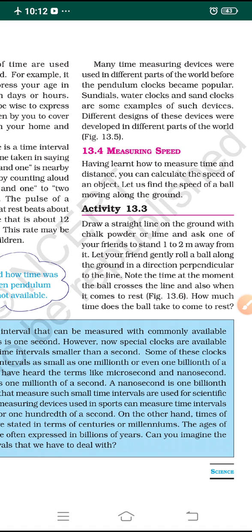So dear students, how do you measure speed? For that we need various units. How do you calculate the speed of an object? We can do it by using some units.